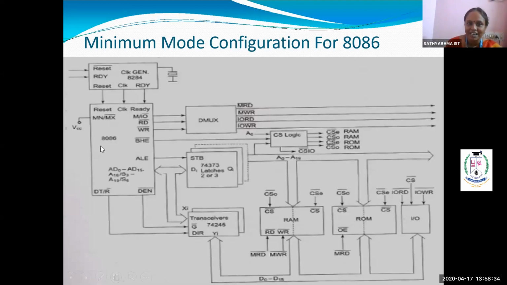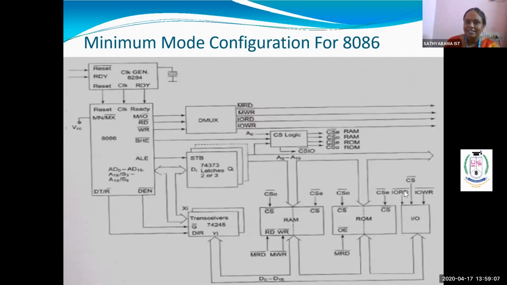Here we have a 74373, which separates the address and data, and a 74245, which is responsible for bidirectional flow of data. So for RAM we have read and write bar signals and even and odd memory banks. For ROM, even and odd memory banks, but only a read signal. Then IO is responsible for input output read bar and input output write bar. So if they ask for the minimum mode configuration, please draw this diagram. Then you explain the 8086 pin details.